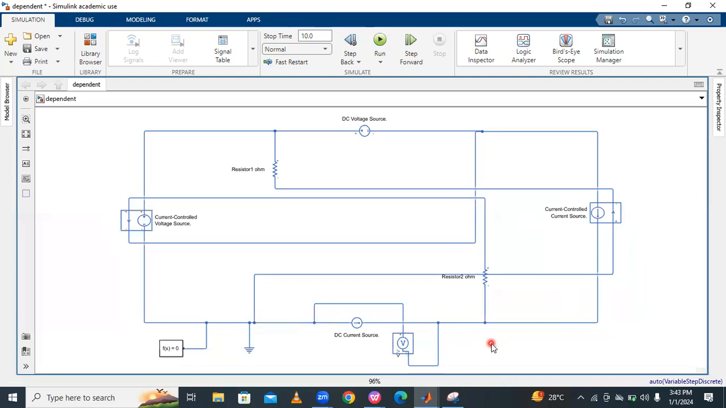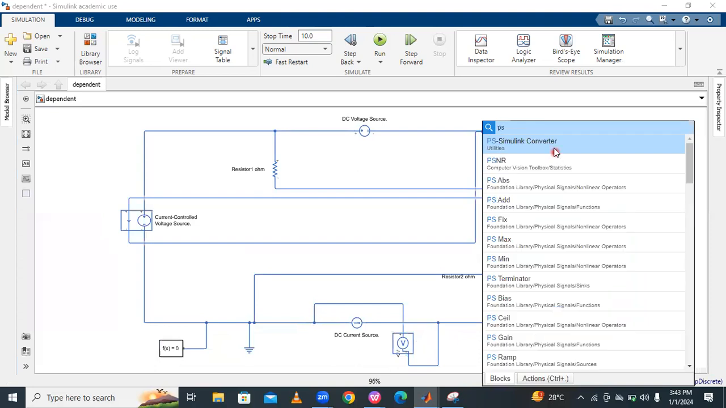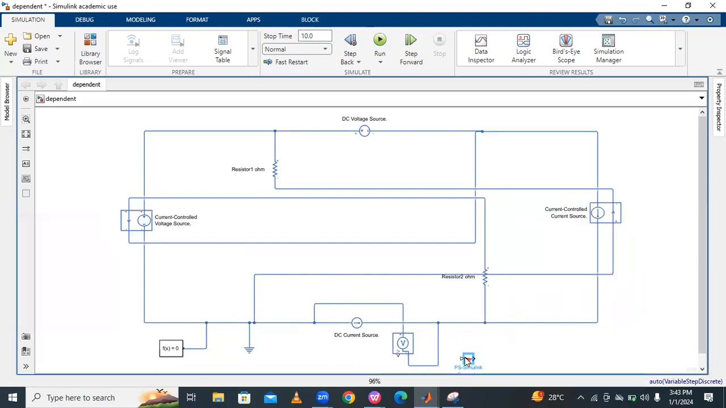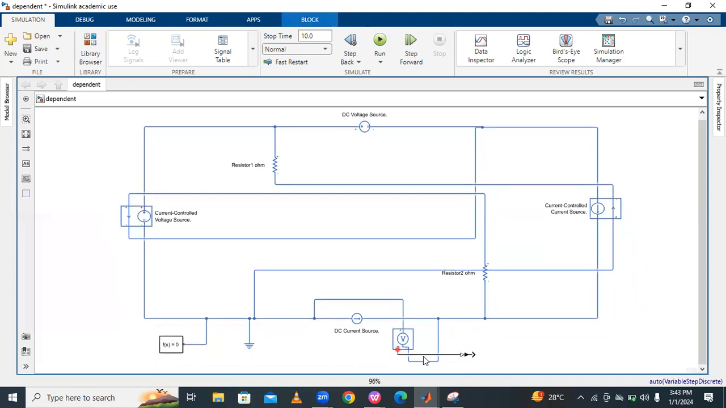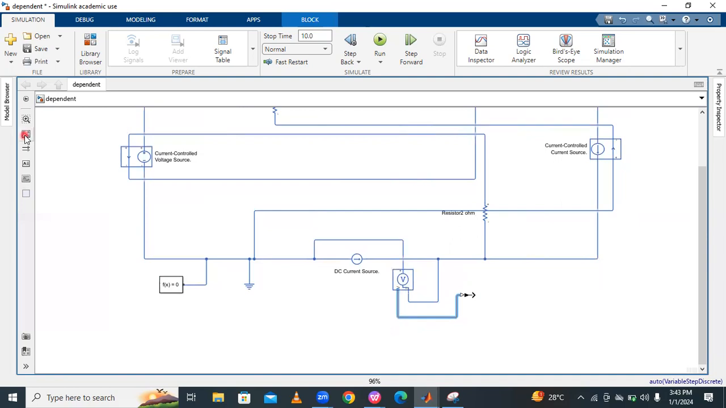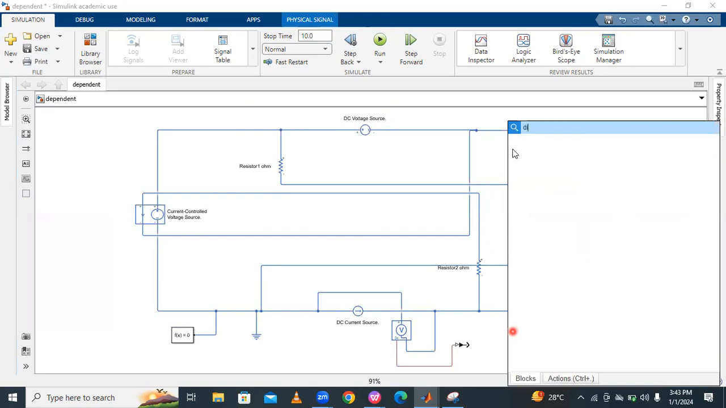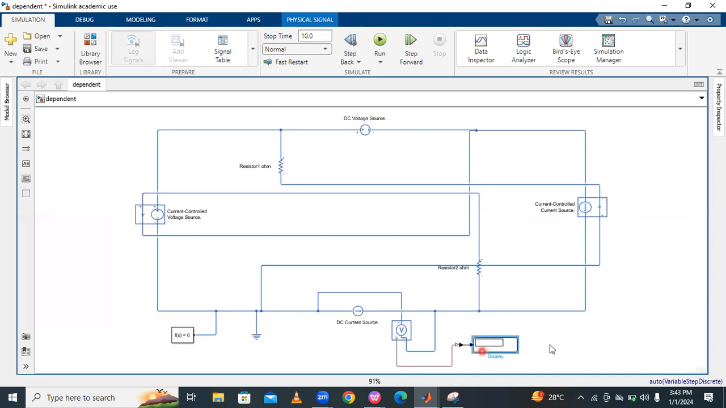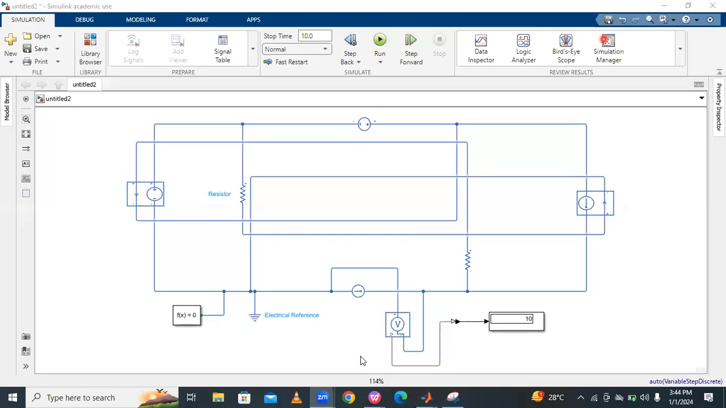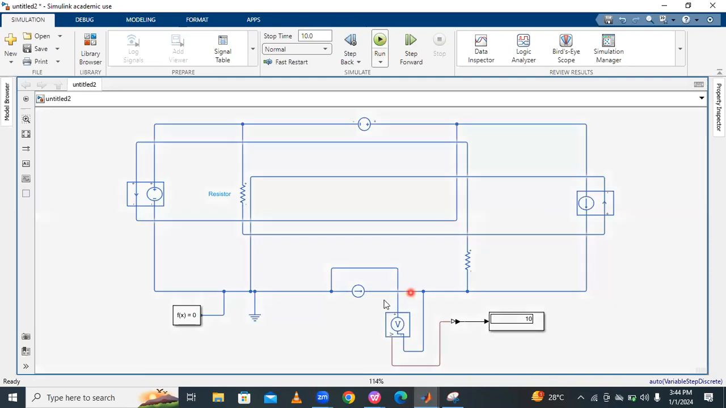And then next, one PS Simulink converter is required. Connect. PS Simulink converter. And then take one display. Place here. This is the connection and then simulate. And then what is the voltage here? Minus 8.6769. Simulate here. And then the voltage across this voltage source is called 10 volts.